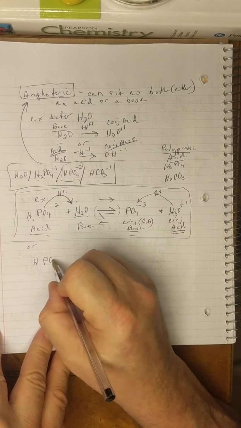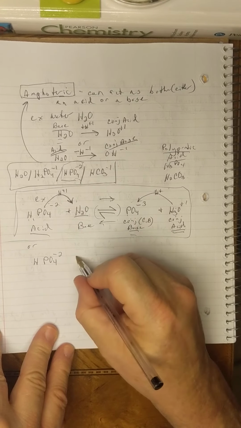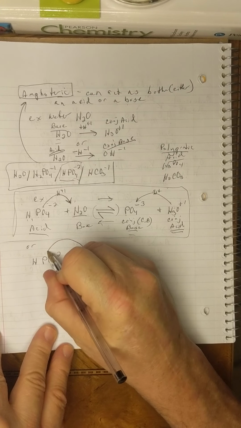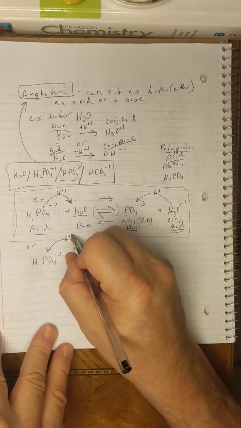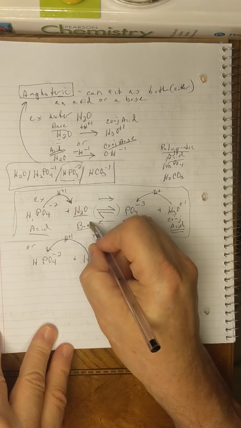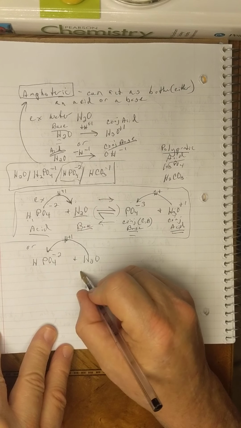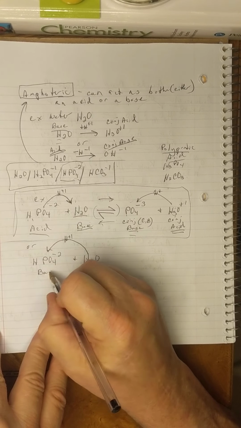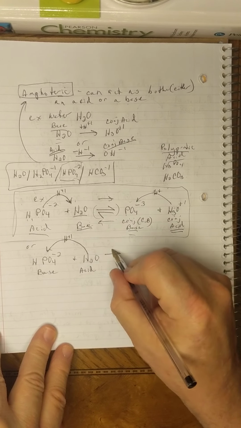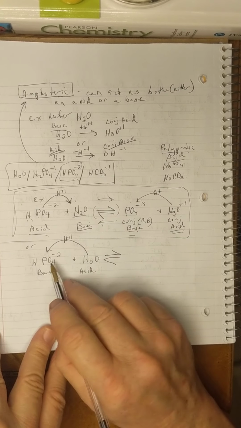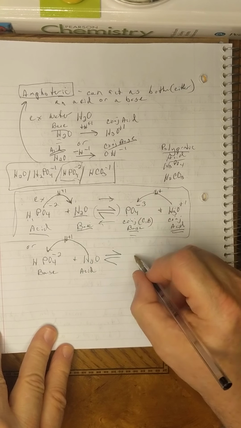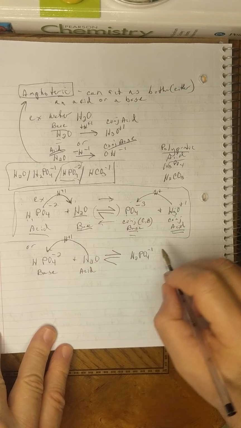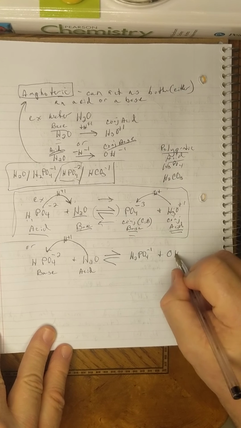I can take my HPO4, I can put it in water, and in this case, the H could also go towards it. If that happens, now here's water acting amphoterically. Water is now an acid. Now the HPO4 is acting as a base, and your products will be different. If this receives another H, then it's H2PO4. And then this donates and it produces OH.